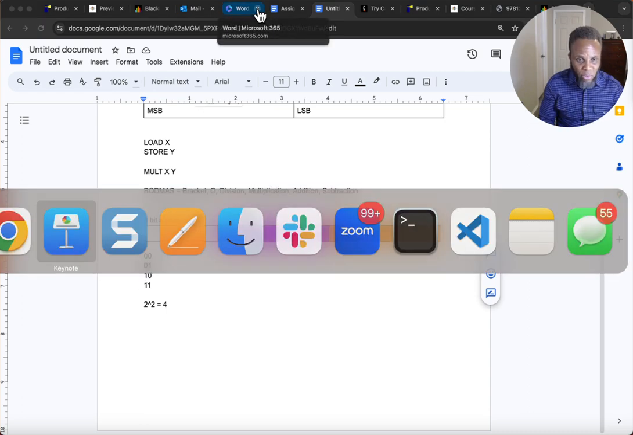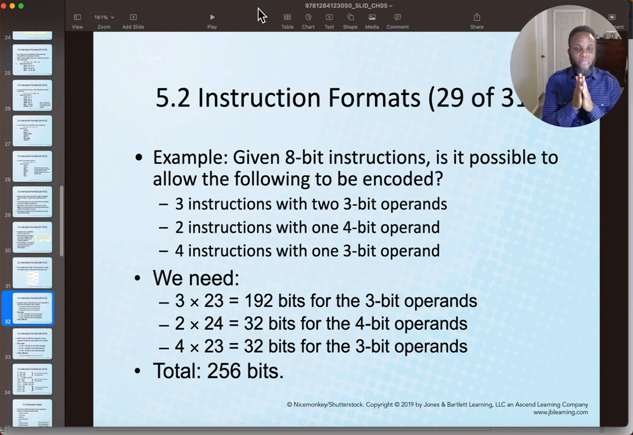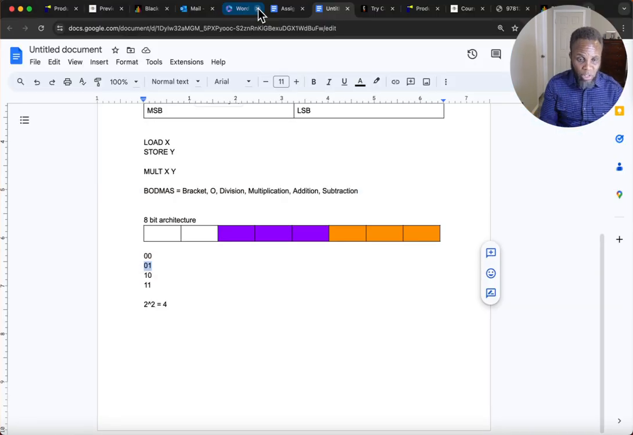So if you go back to the question, what is it asking? 3 instructions with 2-bit operands. It looks like we can do that because, based on what we just computed here, we can have 4 instructions, so we're good.